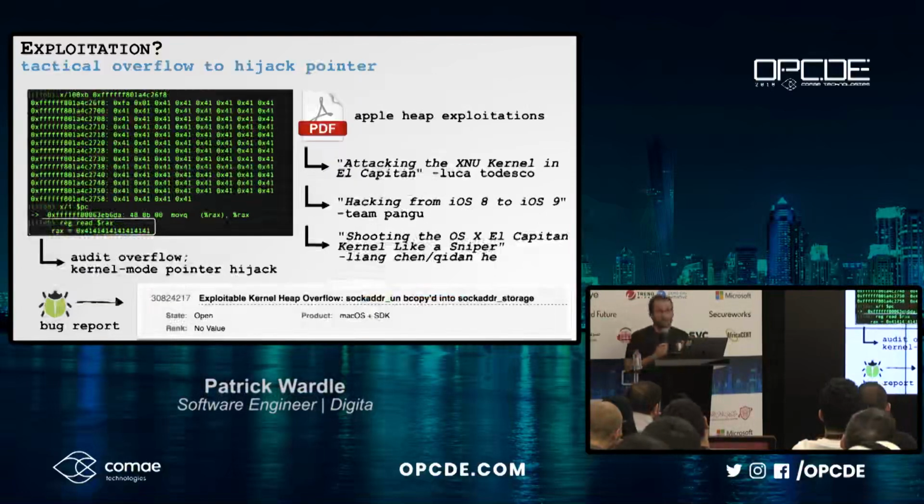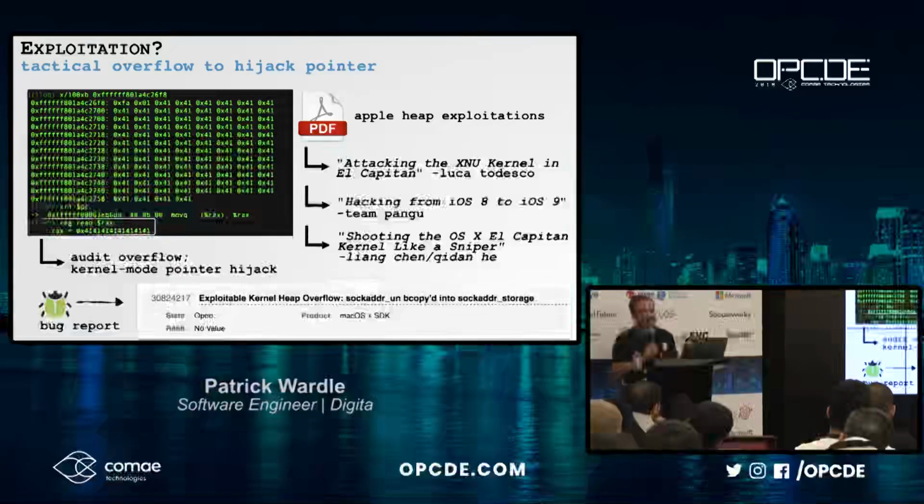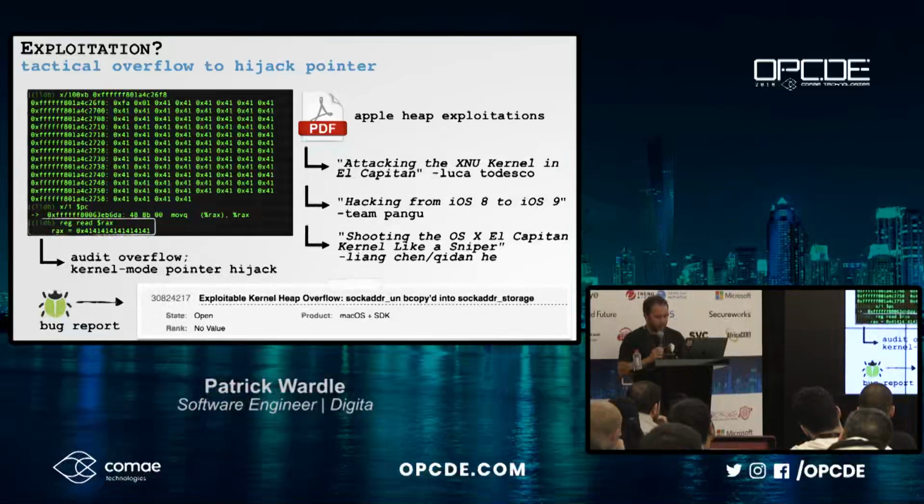So once you have this ability, there are some other talks that have been presented about exactly how to leverage this to get control of the instruction pointer and then do all sorts of evil things. For example, disabling system integrity protection, gaining unsigned code execution in the context of the kernel, all that good stuff.